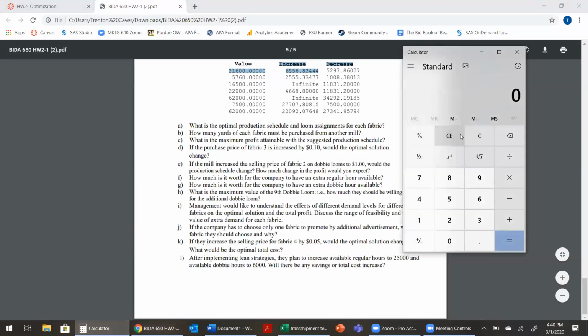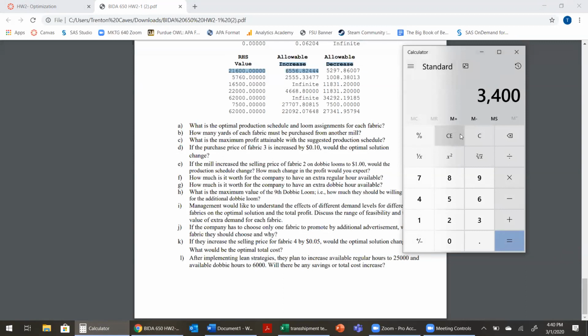So 3,400 divided by 6556.8244. We'll go ahead and take it all the way out the decimals that we have. And that's 51.8%. So that's an increase of 52%.